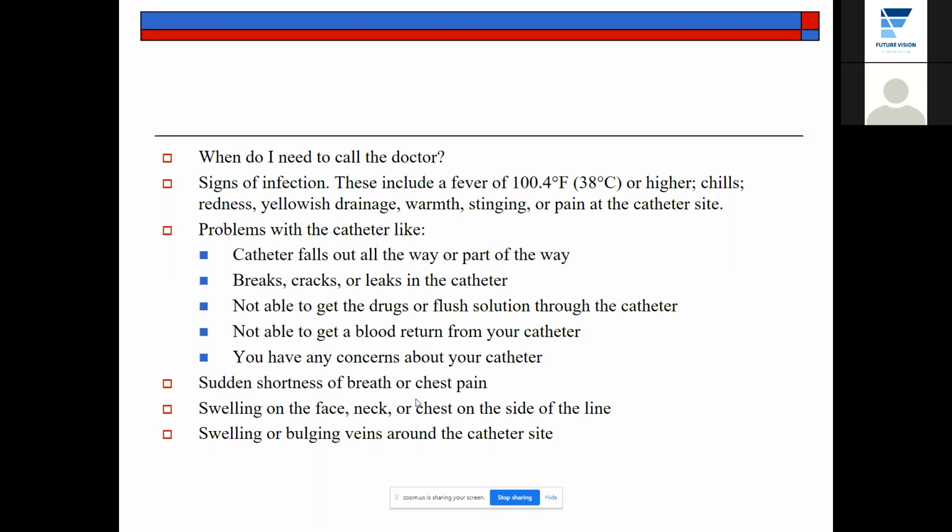كمان حتى المريض ممكن وقتها بيكون فيه he might have a shortness of breathing, swelling on the face, on the neck or chest, on the side of the line, and swelling or bulging vein around the catheter site. هذه كلياتها ممكن اشياء تصير عند المريض وقتها يعني a patient he might face it while having the central line.